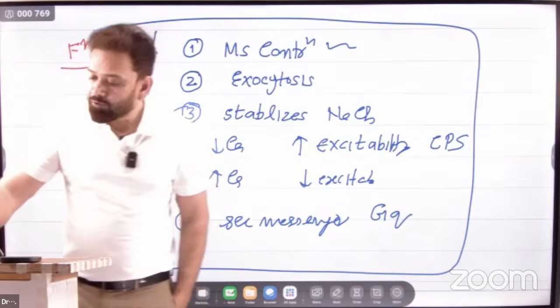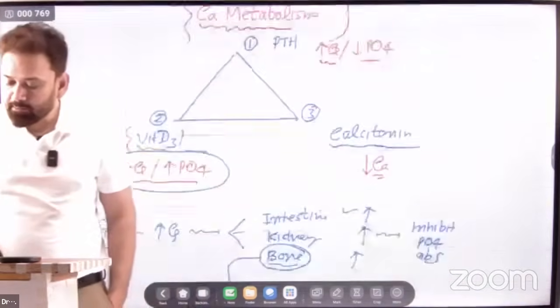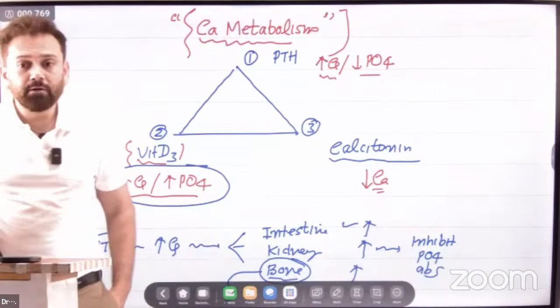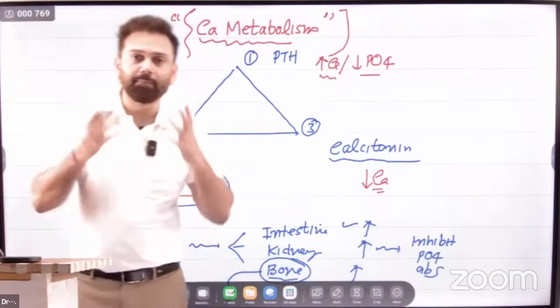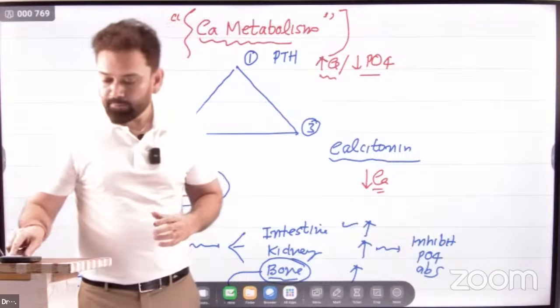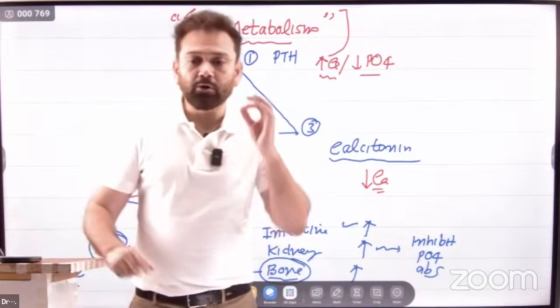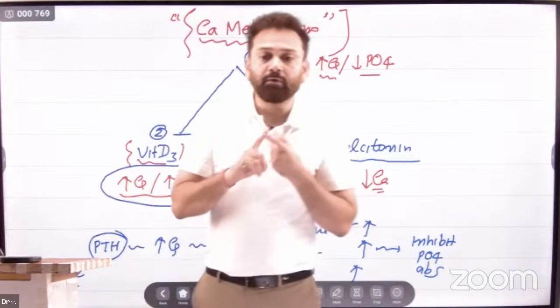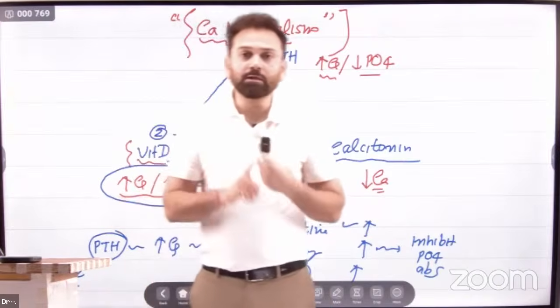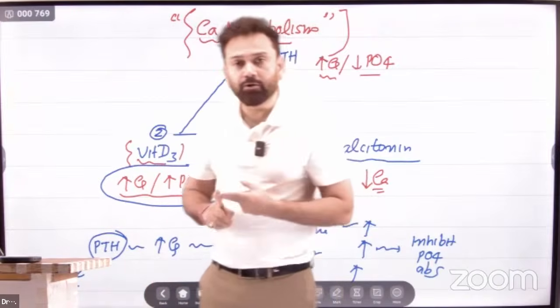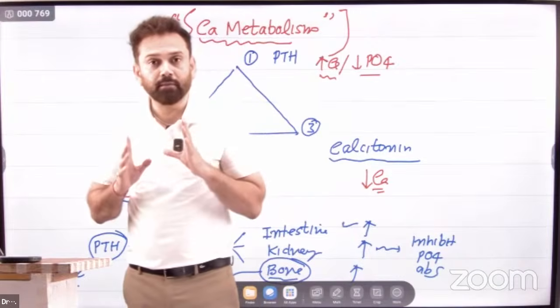So these are the functions of calcium, and this is how we can understand the metabolism of calcium. So let me recap it. अब आपको एग्जाम में लिखना है तो क्या लिखोगे? In the exam, number one, calcium metabolism, 3 hormones. Number one is parathormone, number 2 is vitamin D3, and number 3 is calcitonin.